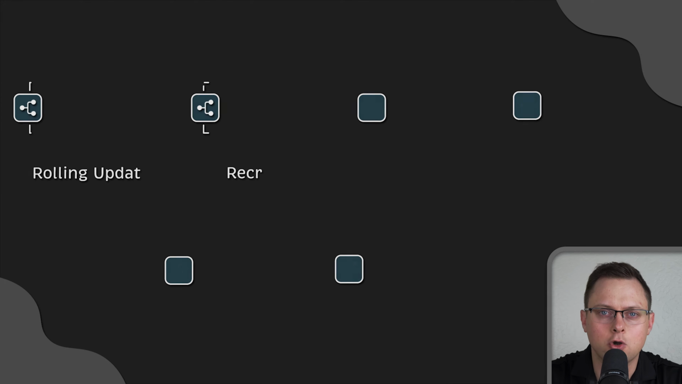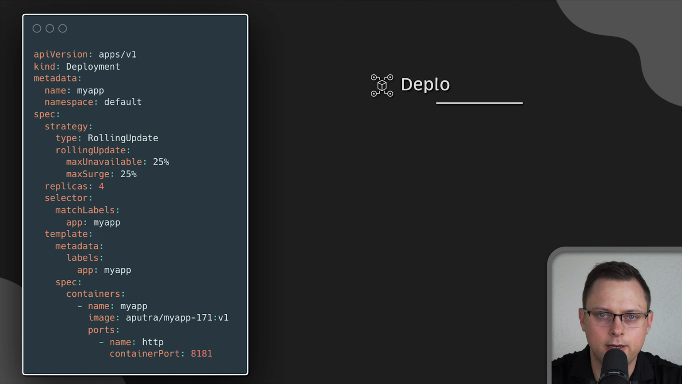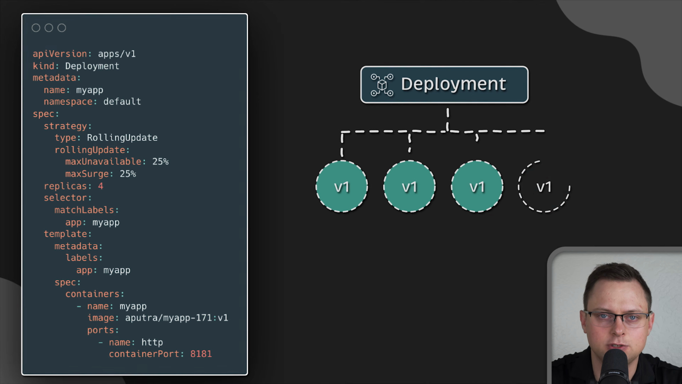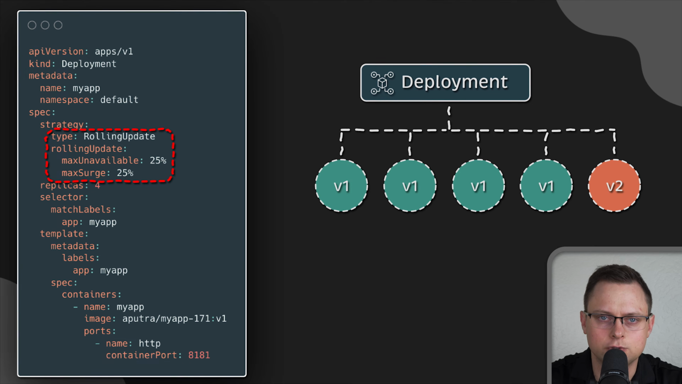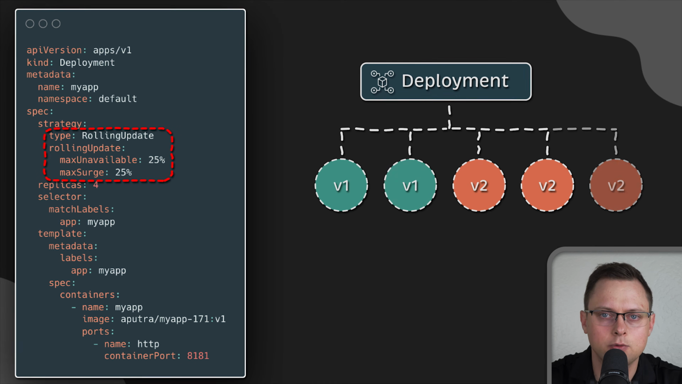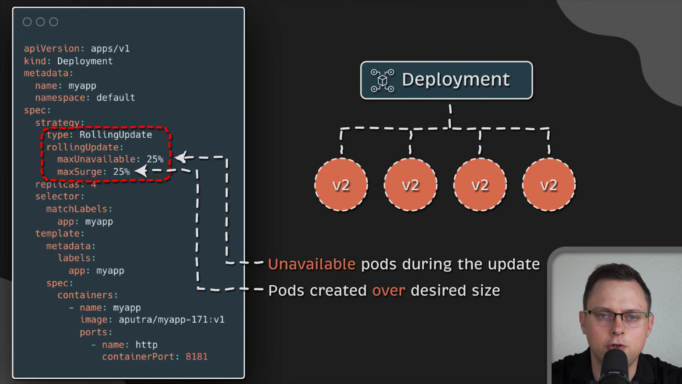In this video, we'll talk about the most common Kubernetes deployment strategies. If you're just getting started, most likely you're using the default rolling update strategy. Not only does it allow you to upgrade your apps without downtime, which is very important, but you can also adjust it to fit your needs.